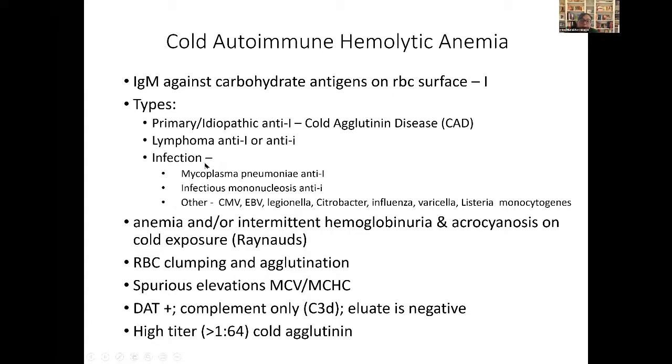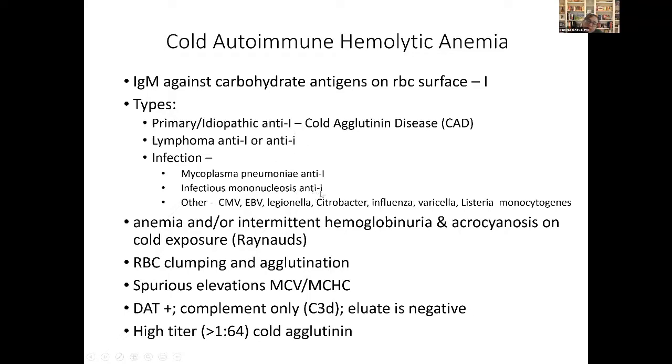And then there's transient cold autoimmune hemolytic anemia that can be caused by infections, most commonly mycoplasma or infectious mononucleosis. The big I and the small i are important here. As you can see, primary cold idiopathic cold agglutinin disease is usually caused by big I. The small i's can be caused by infectious mononucleosis or a lymphoma.